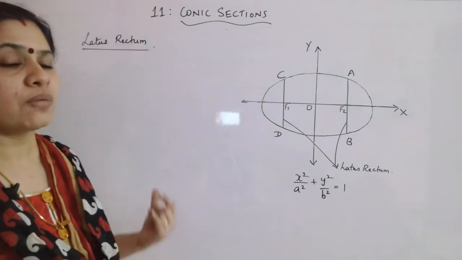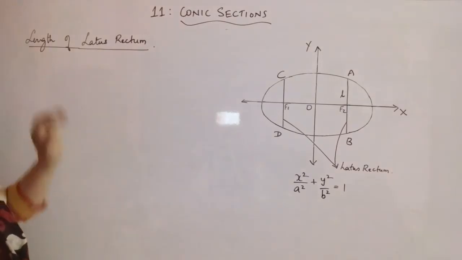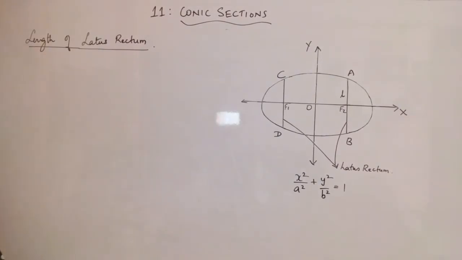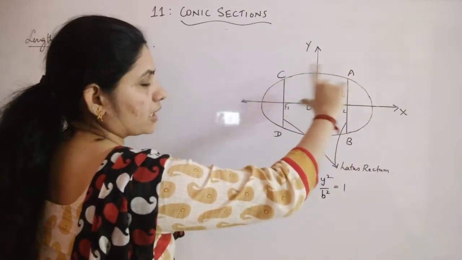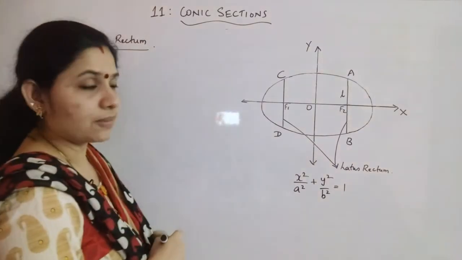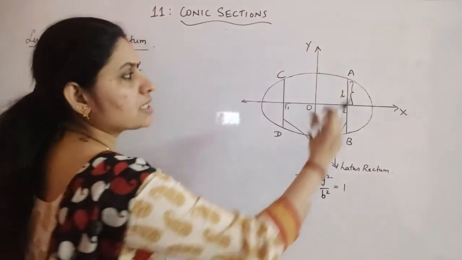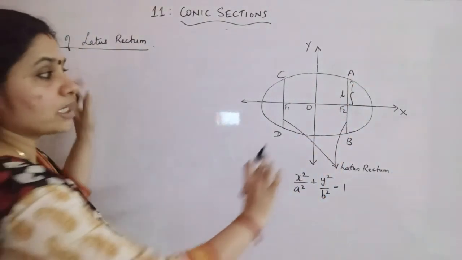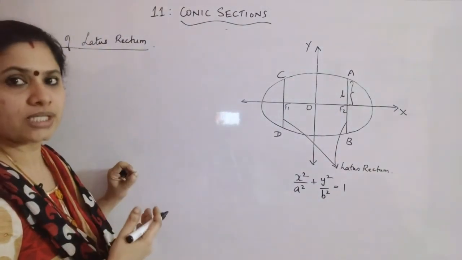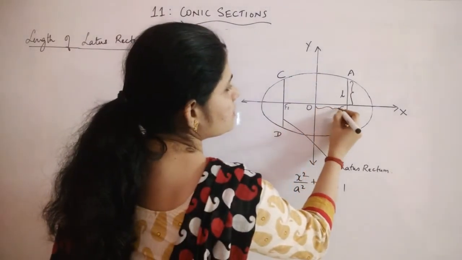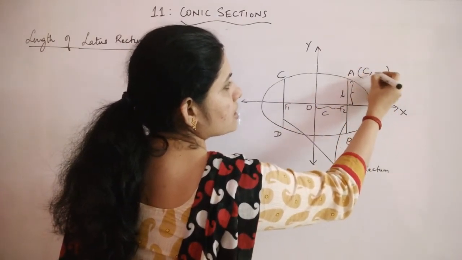Now we will find out the length of the latus rectum for an ellipse. This is the latus rectum, so the length of the latus rectum means you have to find out AB. First we are taking this distance AF2 as L. That means, in order to find the length of the latus rectum, you need AB, or 2L. So first we are finding L. Again, this distance we know is c, right? So the coordinate of A will be c comma L.